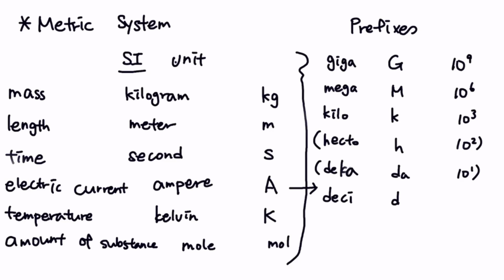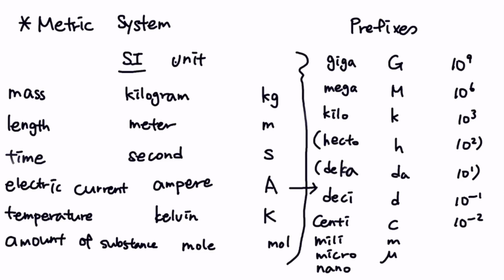Lowercase d stands for deci, and that is 10 to the negative 1 power. Centi, I'm going to just use lowercase c, and that's 10 to the negative 2. Milli, micro, and nano. That's 10 to negative 3, 10 to negative 6, and 10 to negative 9. We sometimes use pico. I don't have any more room here, so I'm going to just move over a little bit. So after nano, we can have a pico, lowercase p, and that's 10 to negative 12.